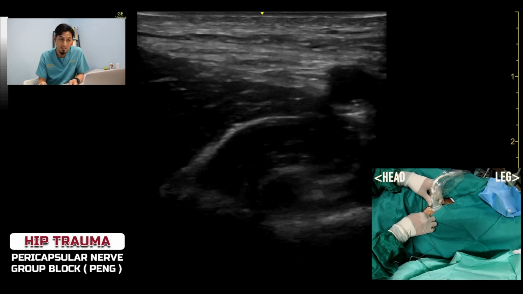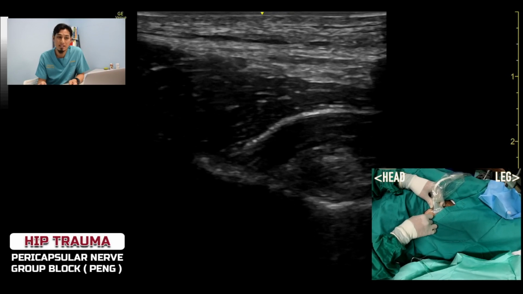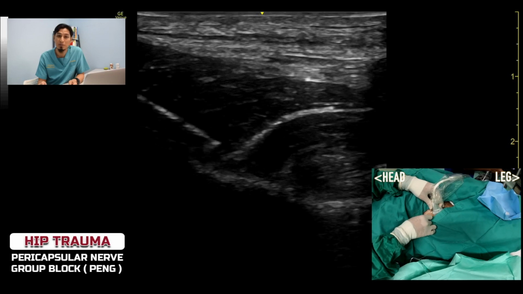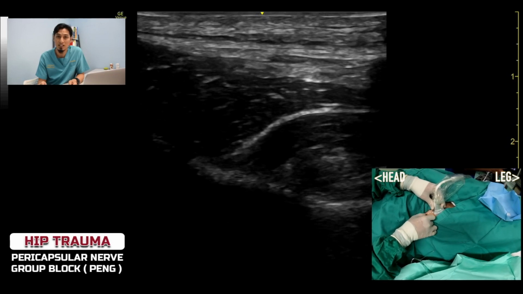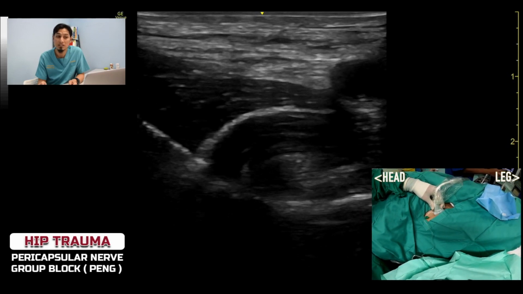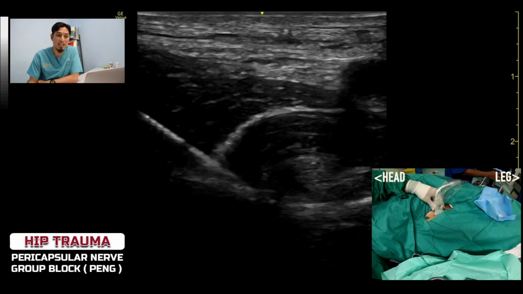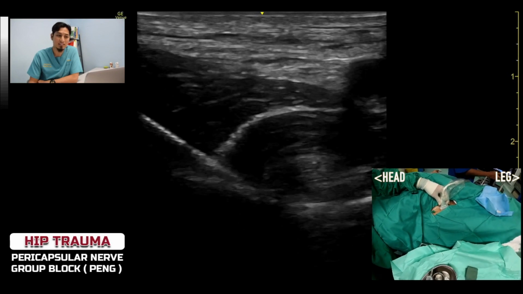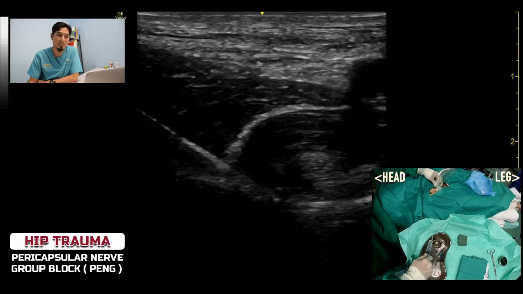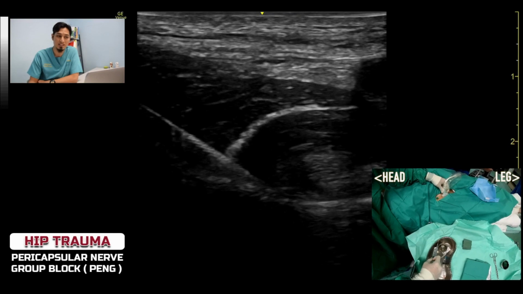Once identified, we can inject lignocaine 2% to numb the skin. We are using Stimuplex Ultra 360 100 mm using in-plane lateral to medial approach. To avoid hitting anterior inferior iliac spine, adjust the needle by decreasing the angulation, which then takes the needle away from the target towards the superior pubic ramus.